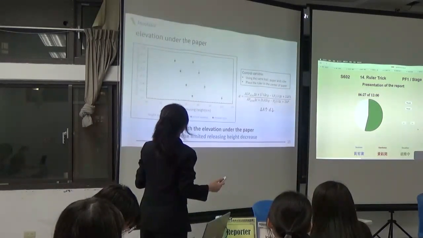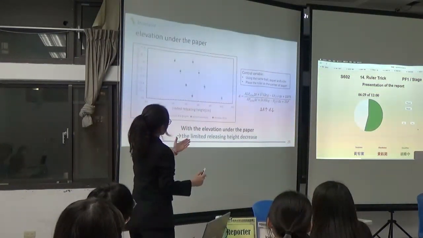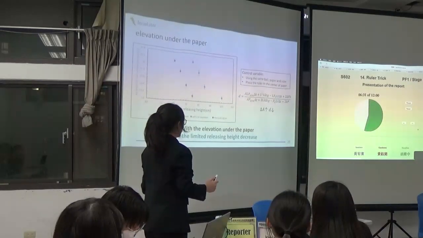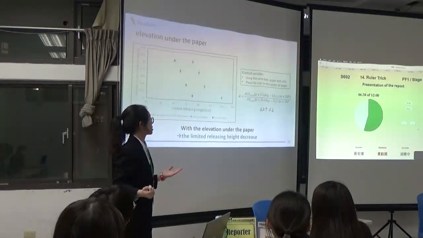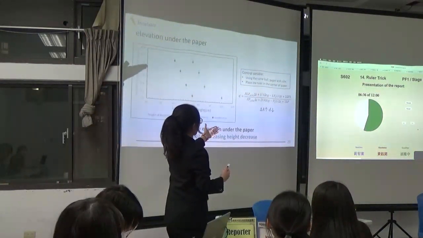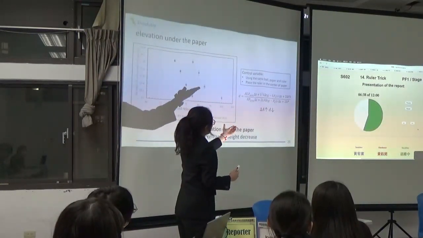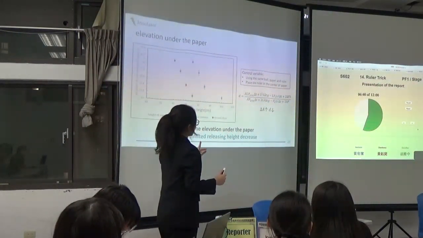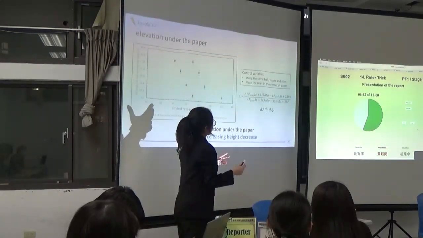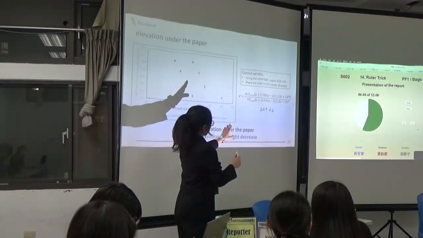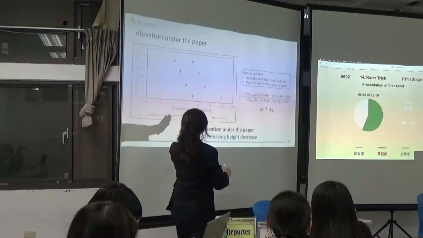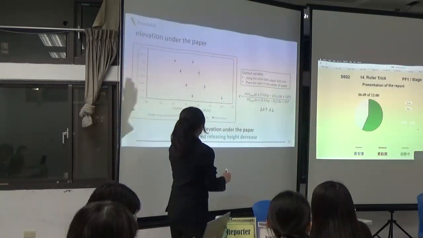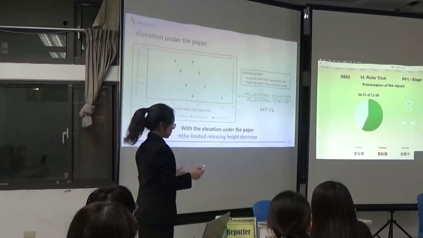And that is the elevation under the paper. With the elevation on the paper, through our charts we can know the limited releasing height will decrease. And then you can see our theoretical model of the solution of D. When the delta A, which is the pressure difference on the ruler, increases, the solution of D will decrease. And through this step, when we have a set releasing height, it will fit with our result.